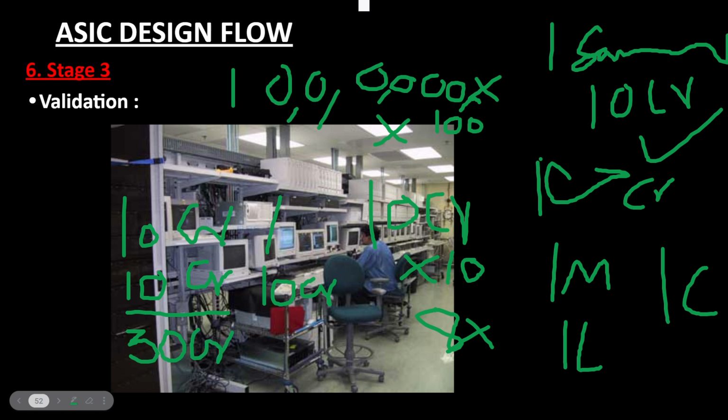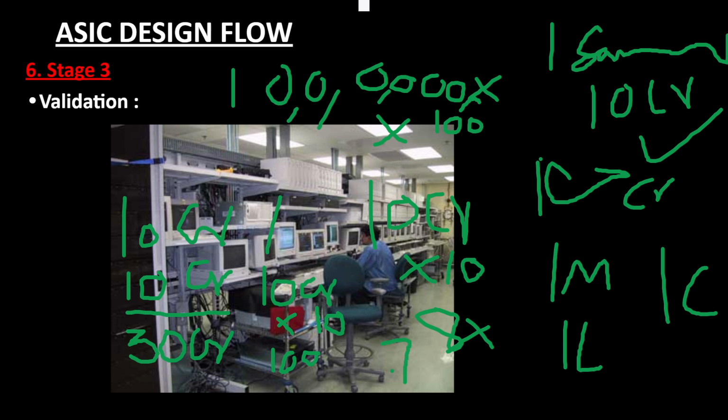So if the company sells those 10 CR sample ICs at 10 rupees each, how much will they get? 100 CR, right? If you separate that 30 CR from the 100 CR, you will get 70 CR.